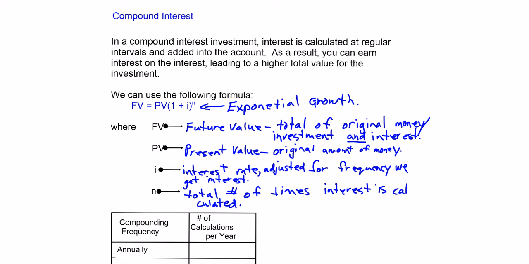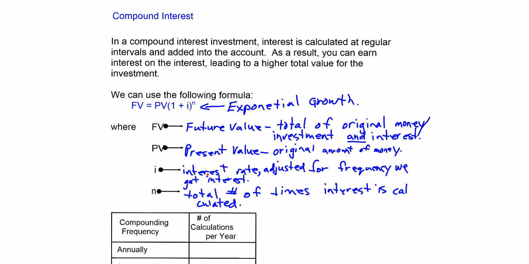And now you keep doing that again and again. Now, for us, we're going to use a thing called the future value. The future value, which is this equation here, is equal to the present value times 1 plus i to the exponent n. The future value is basically the total of the original investment and the interest all tacked together. When we're talking about the present value, that's the original amount of money that you actually started with.